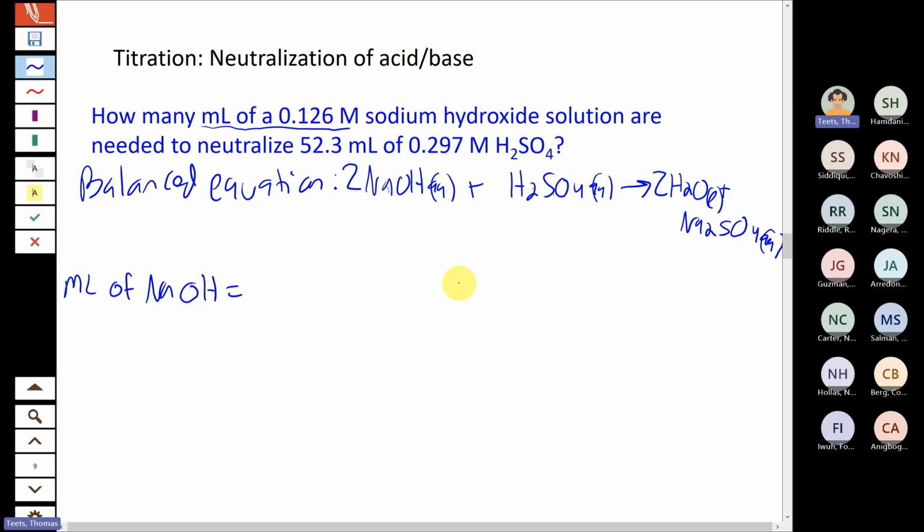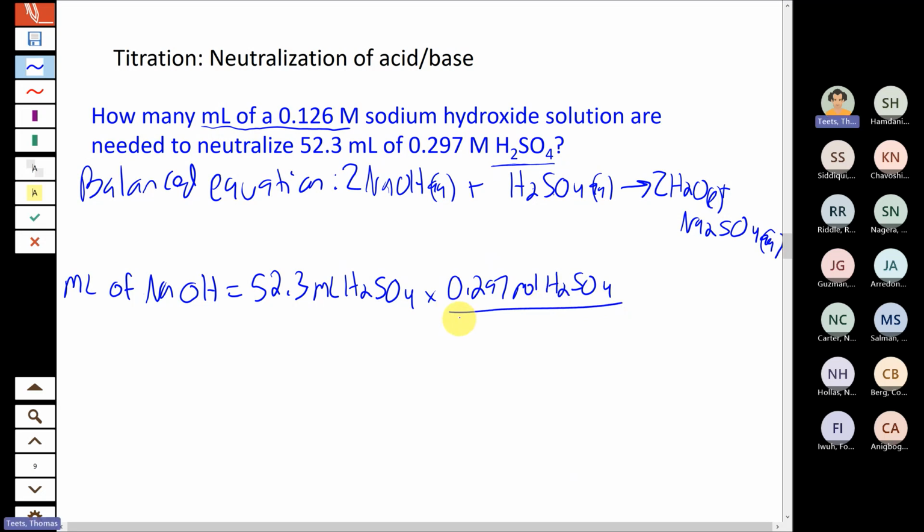So you look for which substance we know both molarity and volume. In this case, it's going to be sulfuric acid. So we use the volume of sulfuric acid solution as our starting point, because we also have the molarity of that to get us into moles. So the molarity is 0.297, so that's 0.297 moles of sulfuric acid in 1,000 milliliters. Technically 1 liter, but this is a nice shortcut that we're going to use all the time.